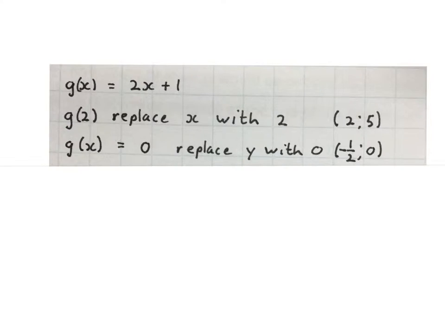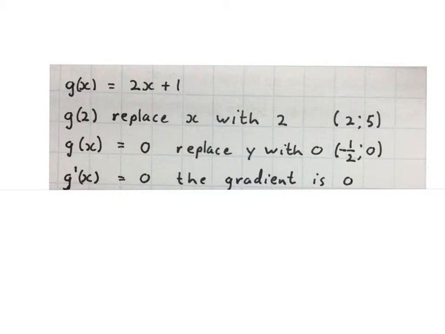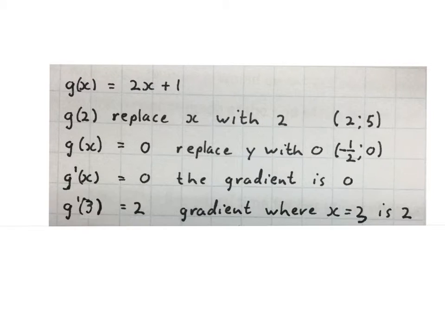If you now see g of x equals 0, that means your y is 0. If you see g accent of x equals 0, they mean to say the gradient is 0. If you see g accent of 3 equals 2, it means where x is 3, the gradient will be 2. Now, let's use this information to solve this problem.